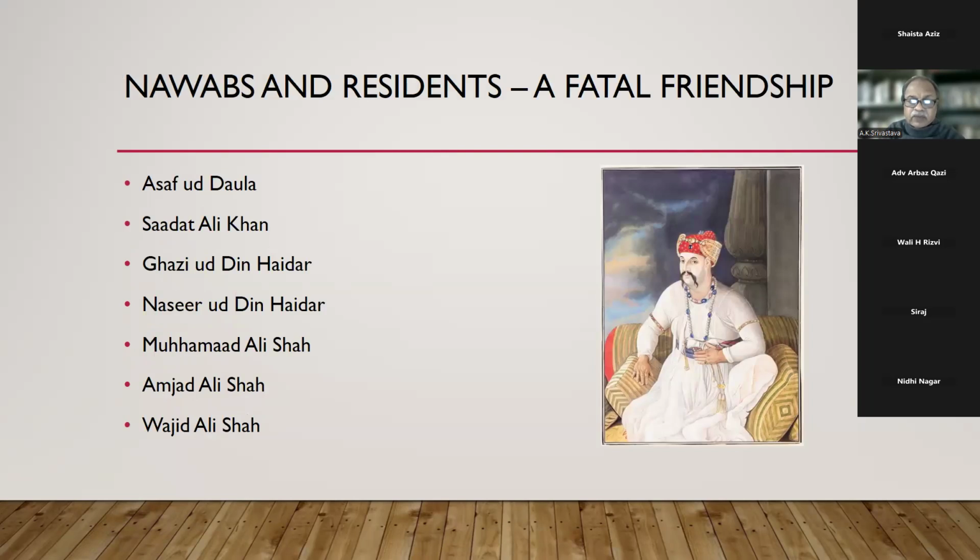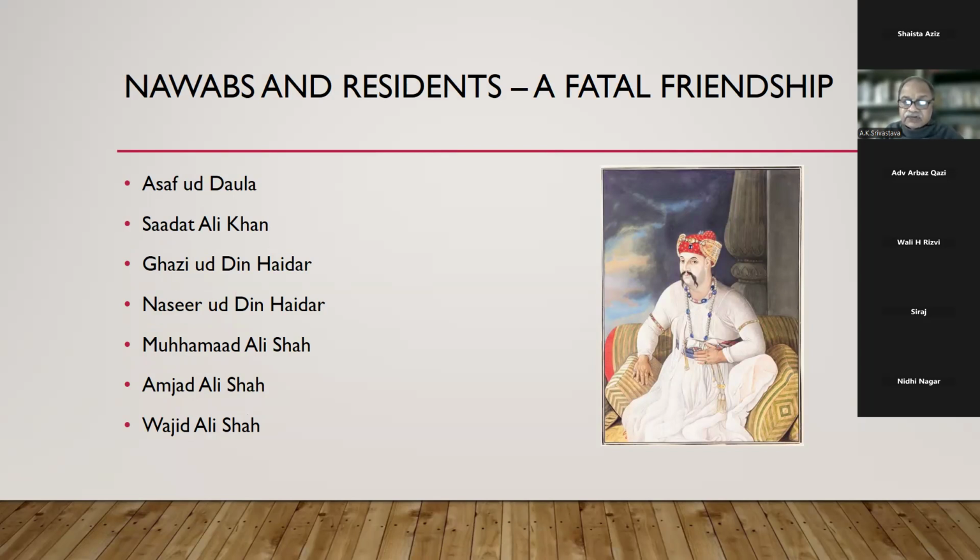Nawabs, we are all familiar. Asafuddaula was the first one, had a good relationship with Britishers because Warren Hastings was on very good terms with him. But with residents, sometimes it was good, sometimes it was bad. Saadat Ali Khan was forced to enter into a treaty at the time of Wellesley, and half of Awadh he had to give as a part of an alliance.